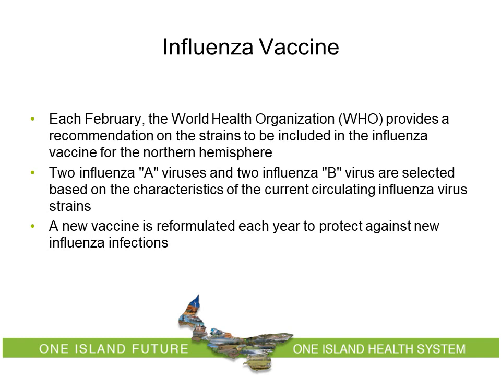Each February, the World Health Organization provides recommendation on the strains of the virus to be included in the influenza vaccine for the Northern Hemisphere. 2 influenza A viruses and 2 influenza B viruses are selected based on the characteristics of the current circulating influenza virus strains. A new vaccine is reformulated each year to protect against new influenza infections.